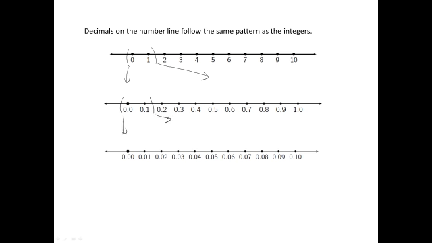If we zoomed in further, we would have 0.00, 0.01, 0.02, and so on, but it still follows the same pattern, like it's counting from 0 up to 10. There's an important feature about decimals to notice here, which is that zeros at the end of a number do not change the value. So for example, 0.1 is the same thing as 0.10, and it would also be the same thing as 0.1000.